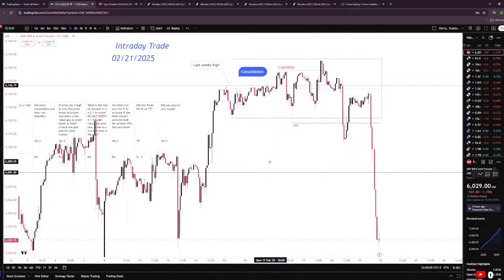Excuse me. Sienna. Okay, if you're new here, I have children. Welcome to the family. Okay, so price left this fair value gap.